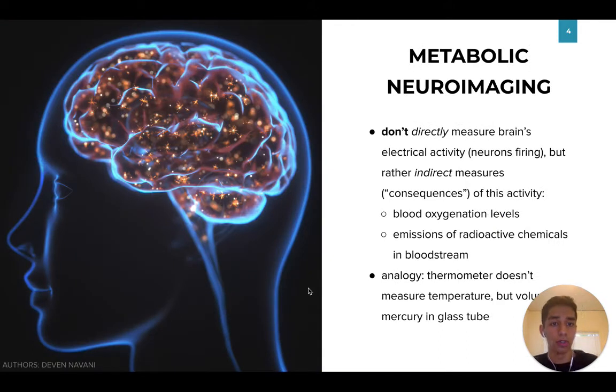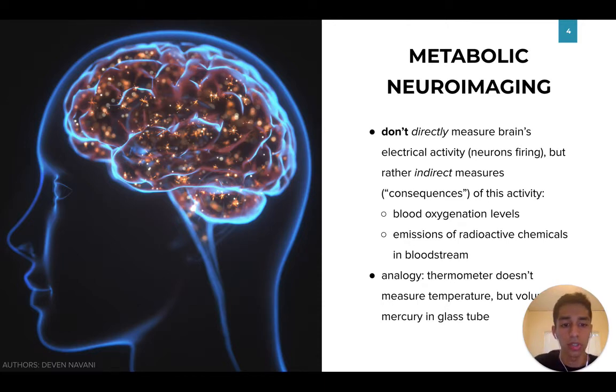The other type of neuroimaging is metabolic neuroimaging. In this type of neuroimaging, you are not directly measuring the brain's electrical activity, but rather indirect measures or consequences of the brain's electrical activity. Examples of these consequences include blood oxygenation levels and emissions of radioactive chemicals in the bloodstream.